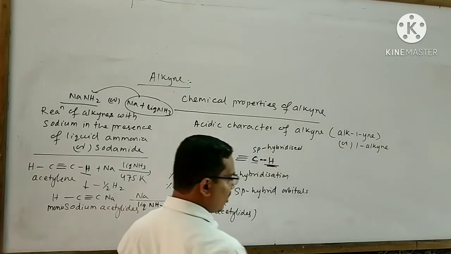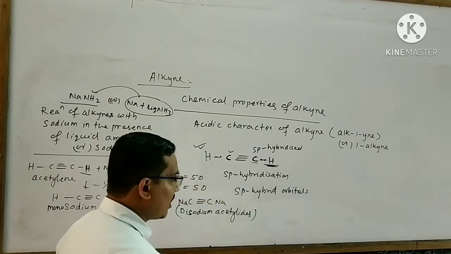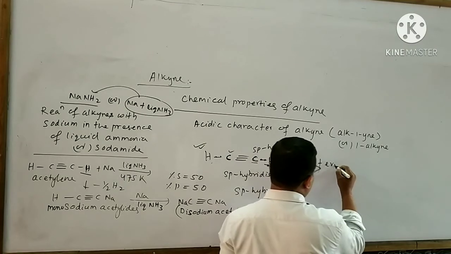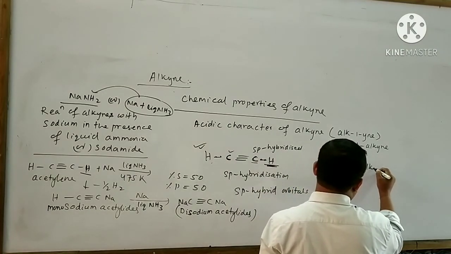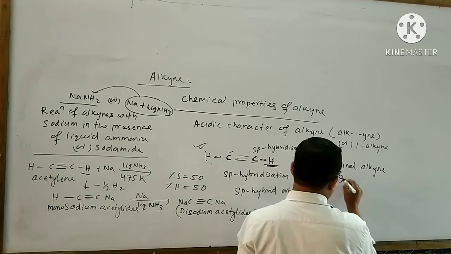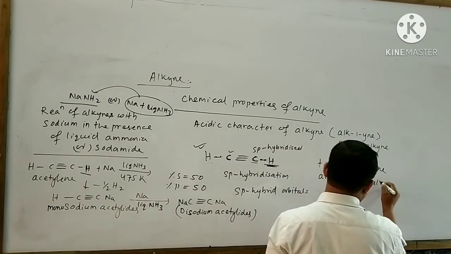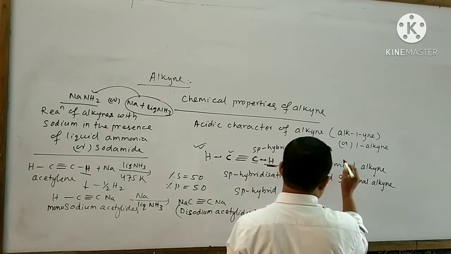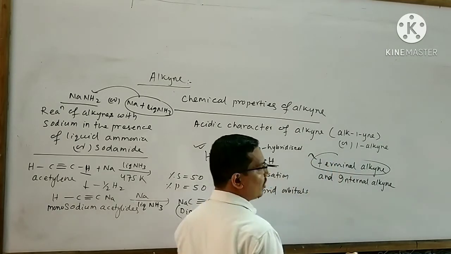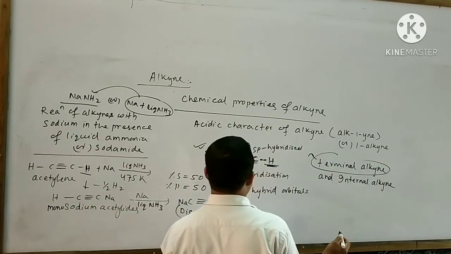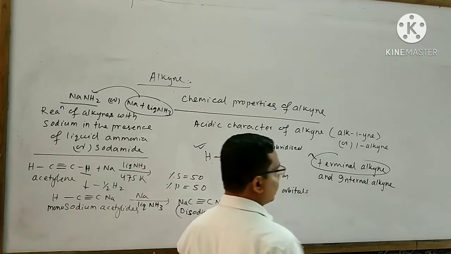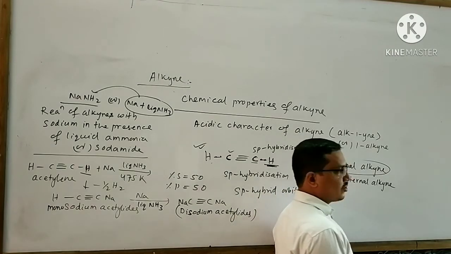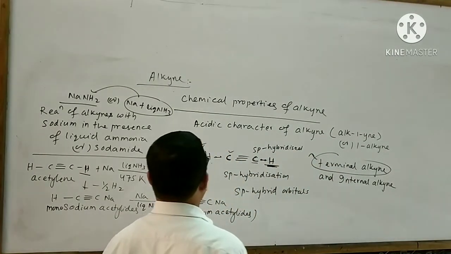Remember another important point: these reactions are generally used to distinguish between terminal alkyne and internal alkyne. Remember, a terminal alkyne can react with sodium metal in the presence of liquid NH3, or it can also react with sodamide, but an internal alkyne does not react with sodamide or sodium metal in the presence of liquid NH3.